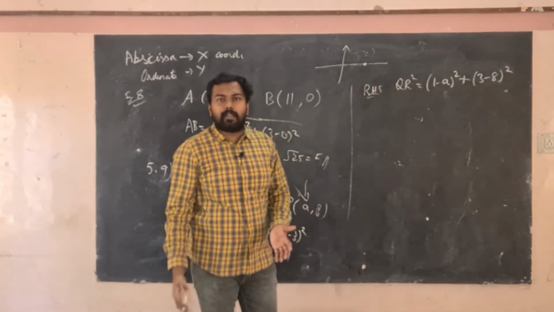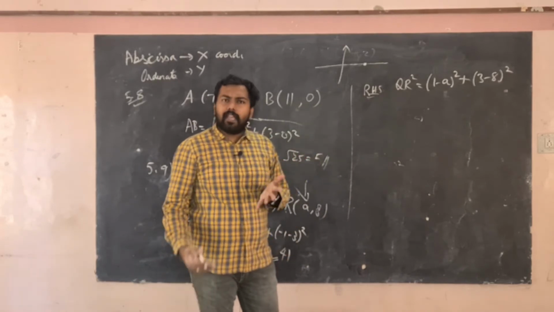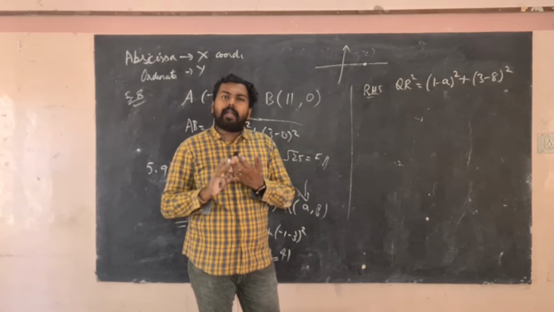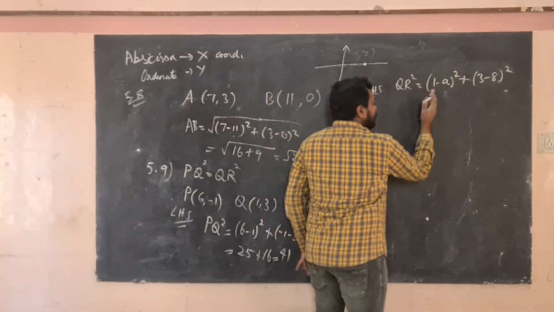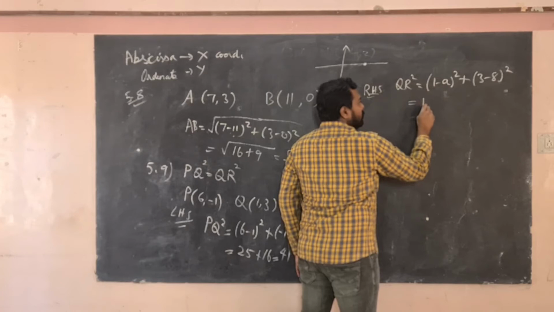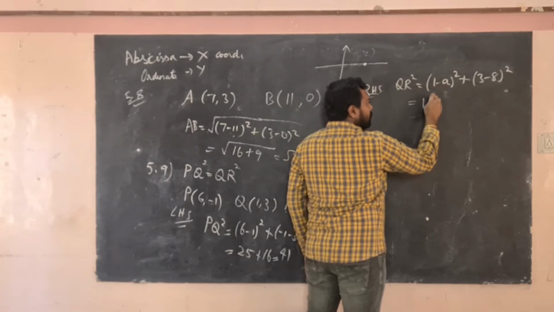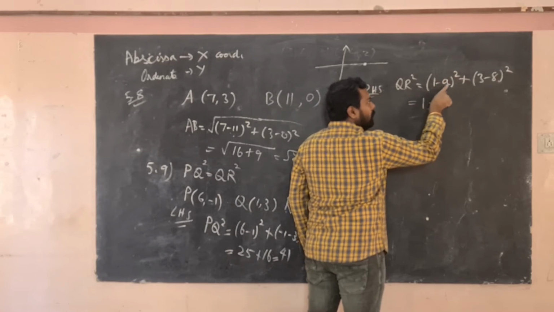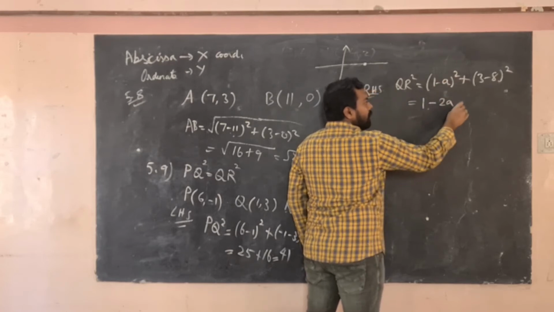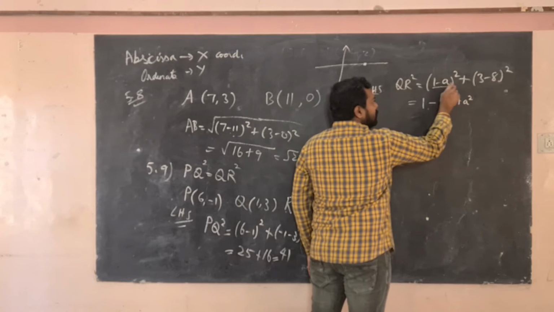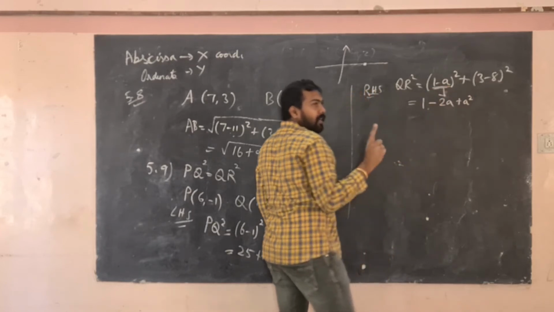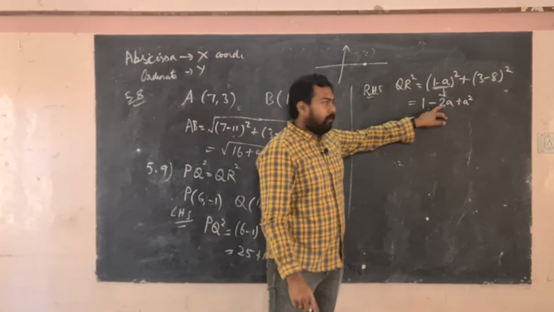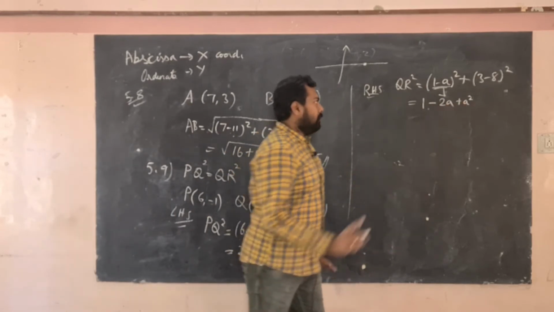Okay, now you expand. 1 minus A the whole square. A minus B the whole square formula, A square plus B square minus 2AB. Same way, A square, what is there? 1 square. Then minus 2AB, right? Minus 2 into 1 into A. So minus 2A plus A square. So this is the expansion, right? A minus B the whole square is equal to A square minus 2AB plus B square. Okay, that is what I have done.